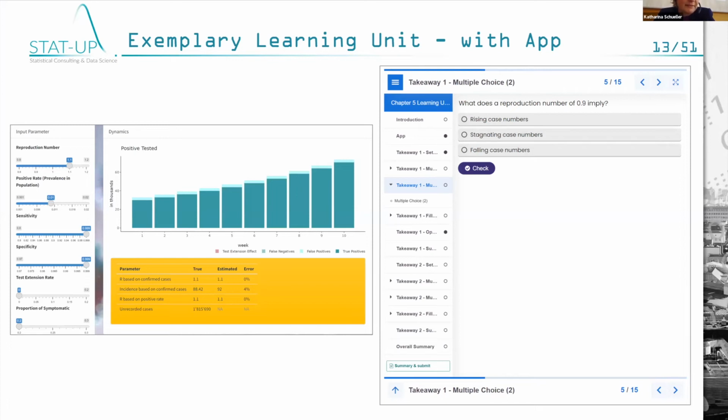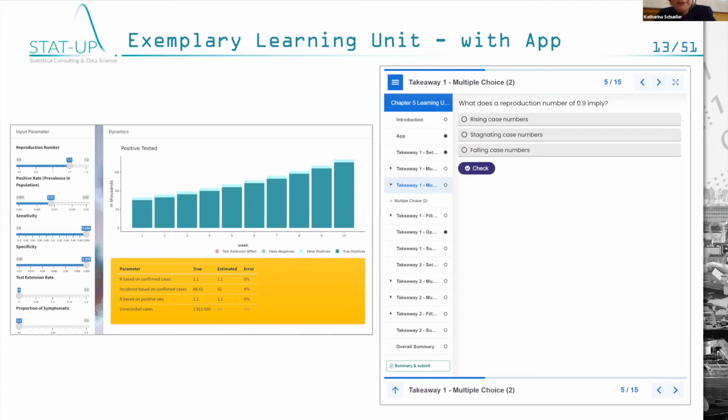The same can we see here for the incidence, and are based on the positive rate. That means we do not estimate the reproduction number from the confirmed cases, but we estimate the number from the change, the fraction of positives, of positive tests. We also have here the estimated number of unrecorded cases.